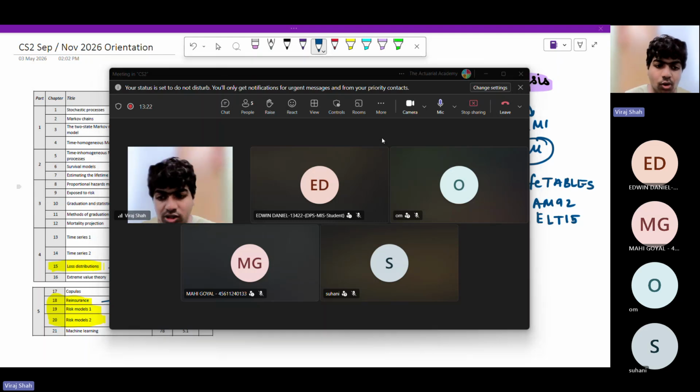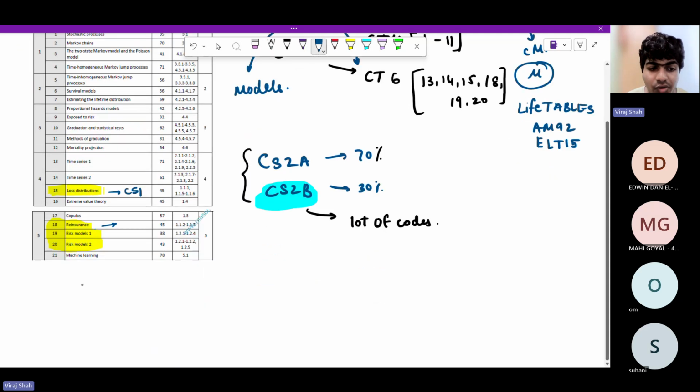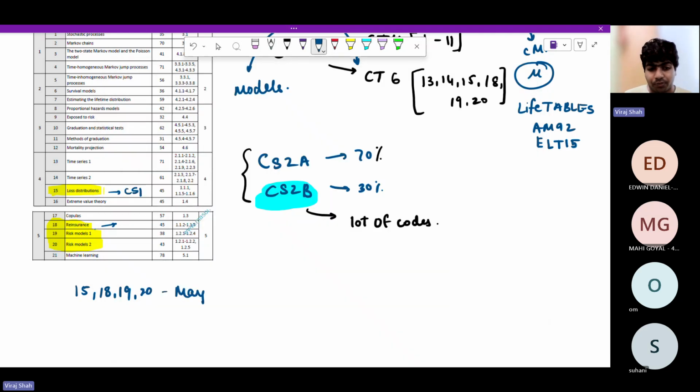We are going to study two major models here, and connected to it, we have your risk models. So 15, 18, 19, 20 is the first set of chapters that we are going to study here. These are going to be our easiest chapters. We are going to study this in the month of May.